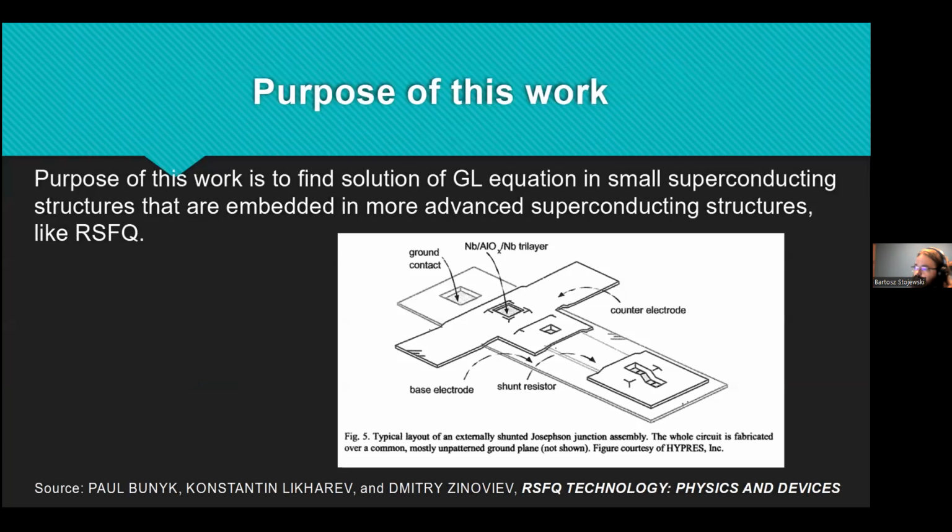As mentioned before, the purpose of this work is to find solutions of the Ginzburg-Landau equation in small superconducting structures that are embedded in more advanced superconducting structures like RSFQ. In electronics, it is a rapid single flux quantum, a digital electronic device that uses superconducting devices, namely Josephson junctions, to process digital signals. Such a device is presented on the graphics here.